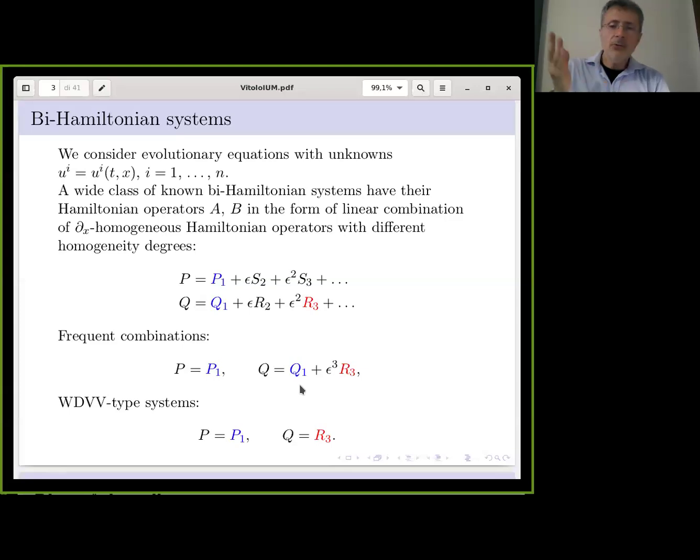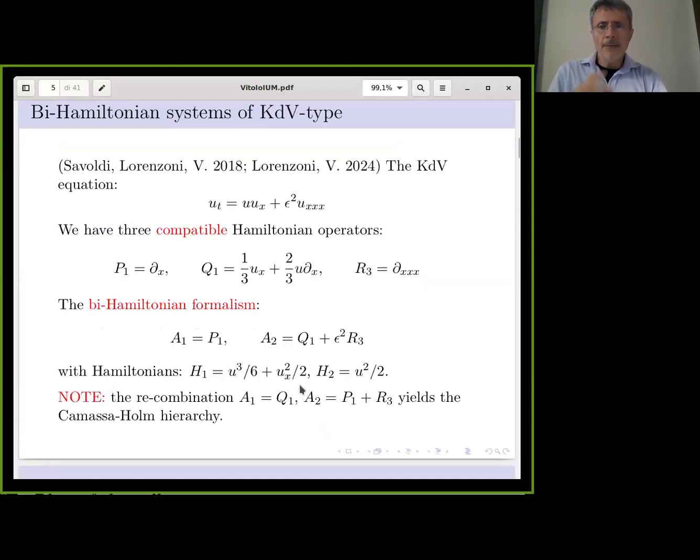I am sure that one could find a lot of examples. The point is that, at least as far as I know, there are no systems in literature with this pair of operators. So let us have a look at the KdV example, just to clarify the ideas. If we consider the KdV equation, it's an evolutionary equation, it is scalar. It has a Bi-Hamiltonian pair, A1 and A2, which is made by three Hamiltonian operators.